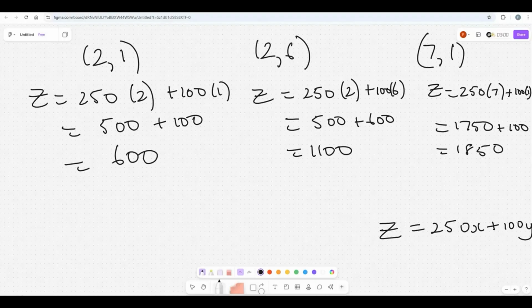Now we want to optimize the number of calories that we intake for breakfast, meaning that we want to minimize the number of calories. So the minimum value for the number of calories would be our first option, which would be 600 calories. So if I want to minimize the number of calories that I intake for breakfast, I need to consume 2 doubles and 1 juice.